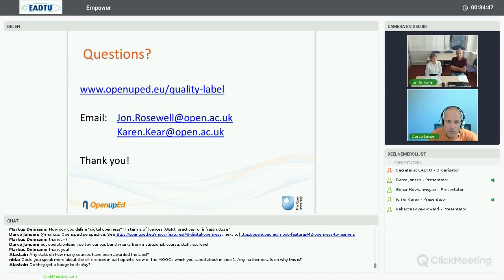Alistair also asked, do they get a badge to the display? Yes, not to the participants, but the institution will, and they are using the badge or the label as part of being seen as quality checked by OpenupEd and having the label.